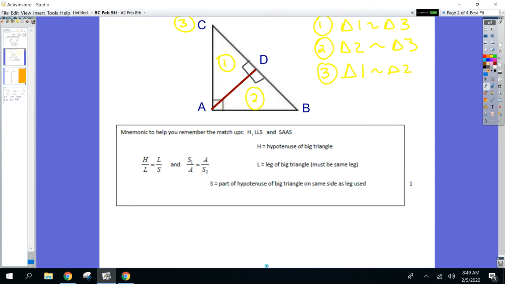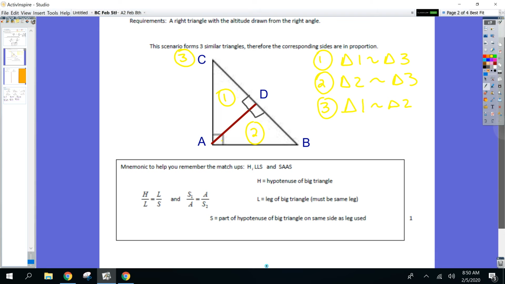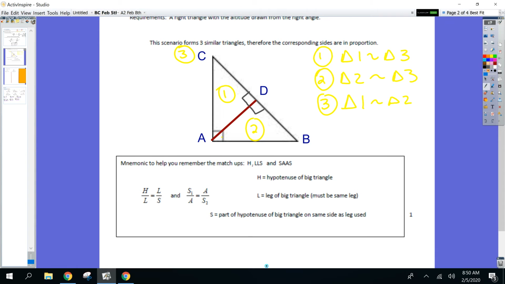The first device is called HILLS. H-L-L-S. HILLS. H over L equals L over S. That will match up corresponding sides. What does each piece mean? Ready to focus in. The H in HILLS represents hypotenuse. Now, there's three right triangles in that diagram, which means there's three hypotenuses in there. Which one do I want? The original, big one. Name it in my diagram. I want you to label it now, please. CB is your hypotenuse in HILLS that I'm going to use. So whatever that value is, I plug it in for H.